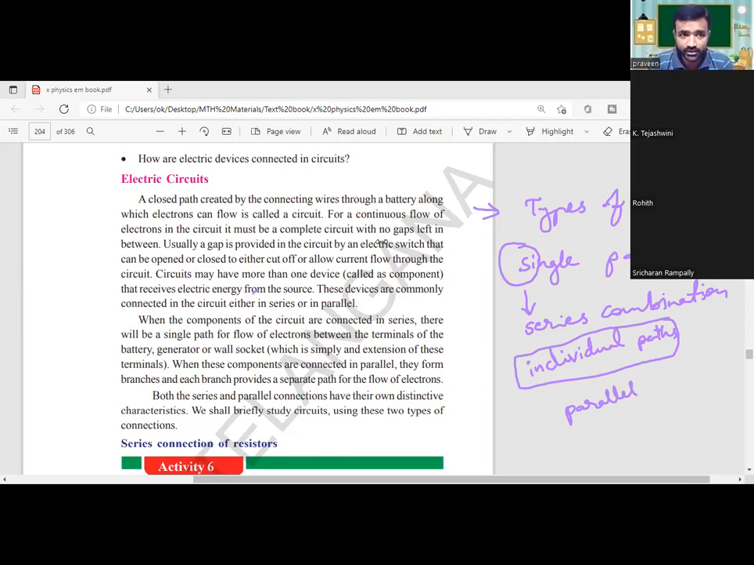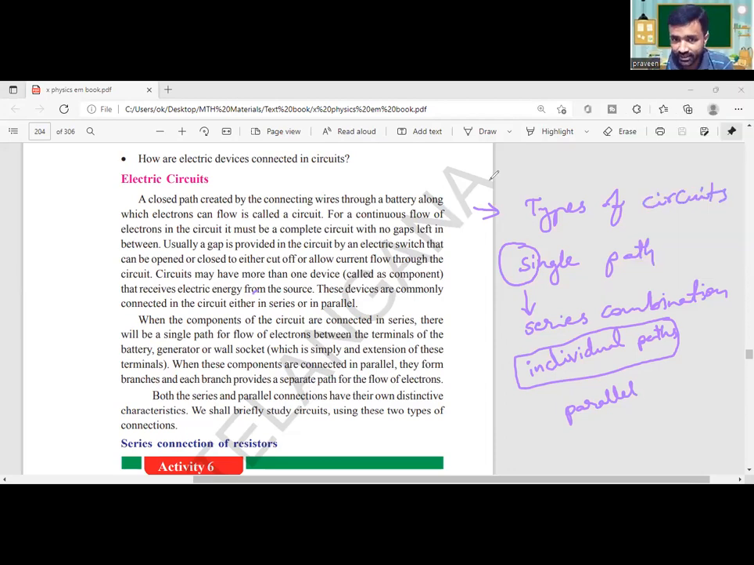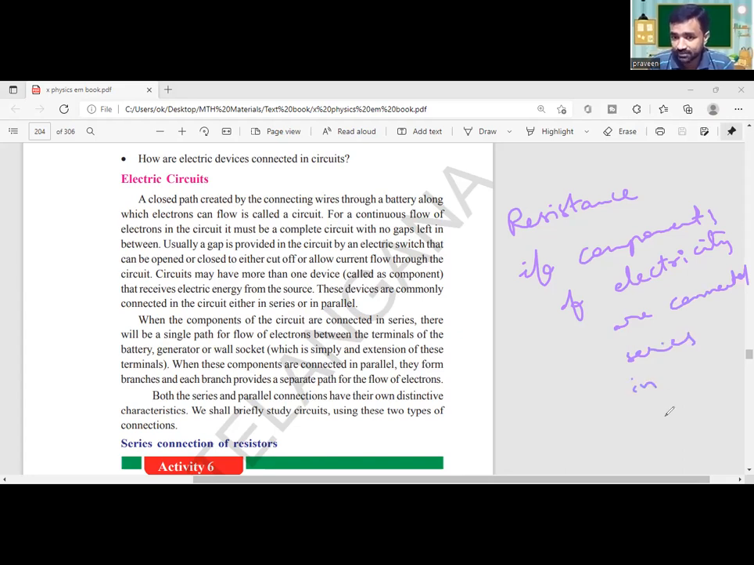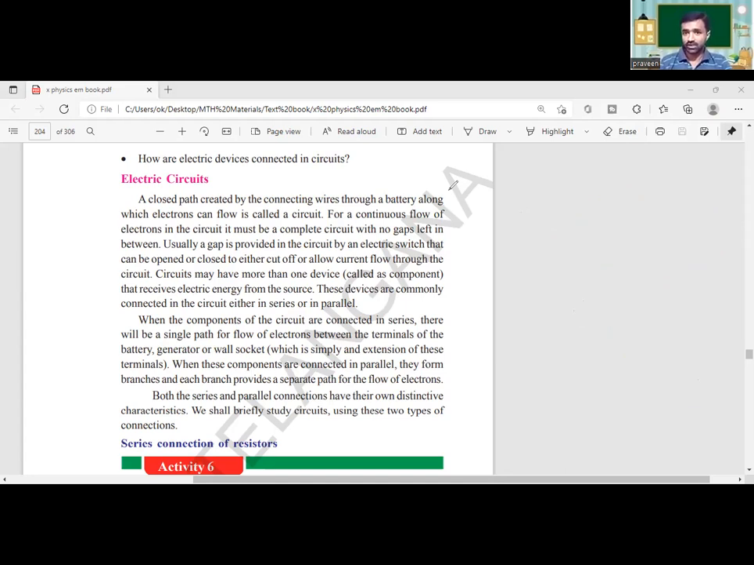No doubts. Okay. Let us understand here about resistance. What happens to the resistance if the components of an electric circuit are connected in a different combination, connected in series or in parallel, right? So what happens to the resistance? So that we are understanding using a simple circuit, right?